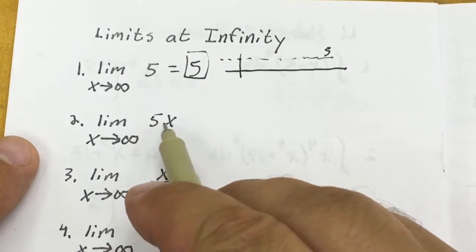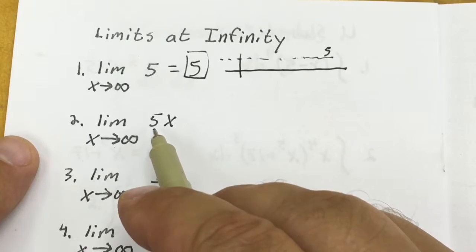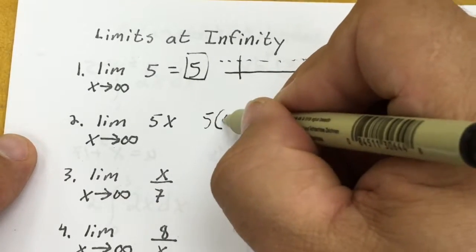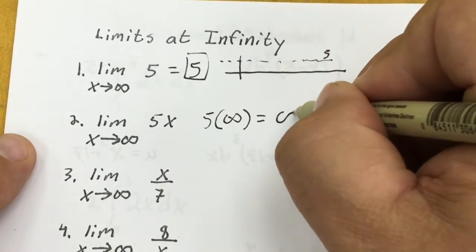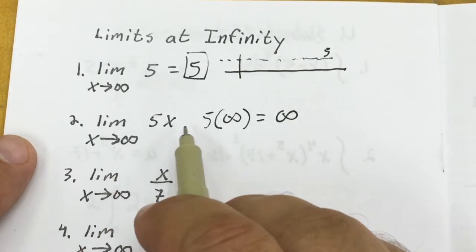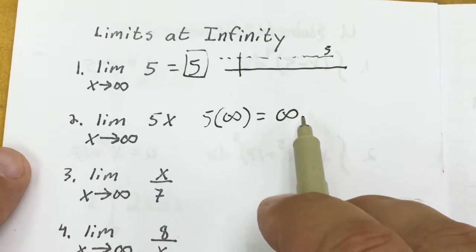Now, when I plug infinity into that, wow, 5 times infinity. Let's see what that's going to equal. Well, that's going to equal infinity. So the limit as x approaches infinity of 5x is infinity.